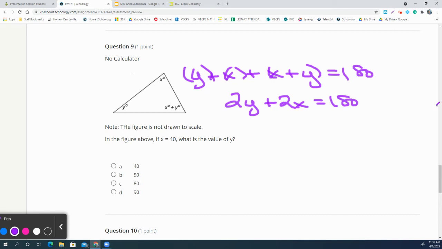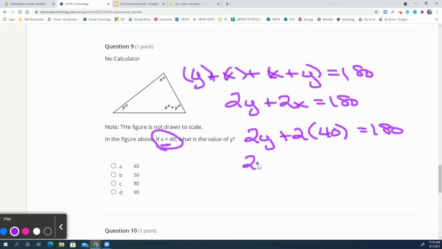What else do I know that can help me out? I've got to read the directions. Sometimes I'm very resistant to that. 2 times 40, all I do is substitute in that 40, but I got to be willing to read in order to get that. So then 2y plus 80 equals 180, and what does y equal? 50. Easy peasy, right? Don't let all of those variables freak you out.